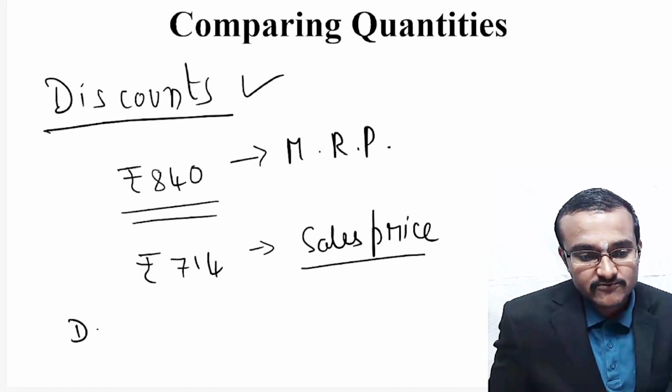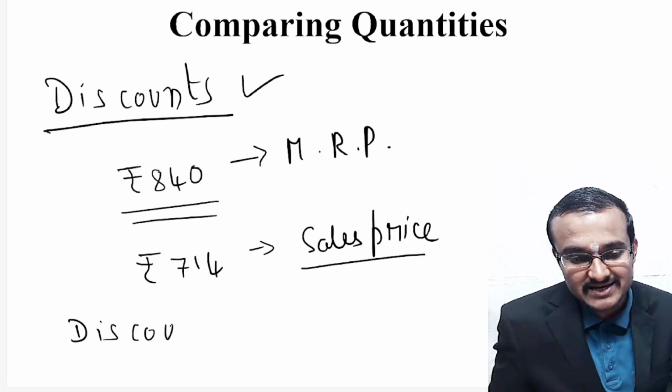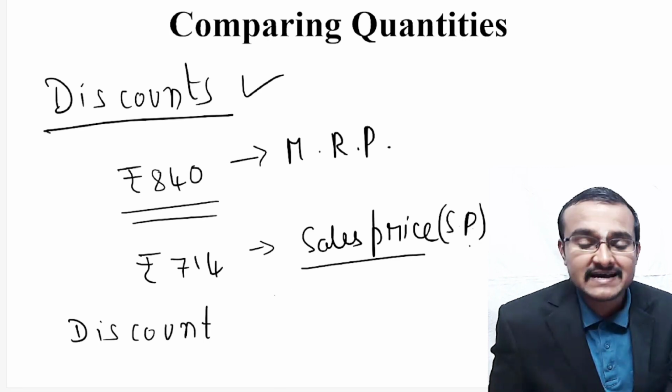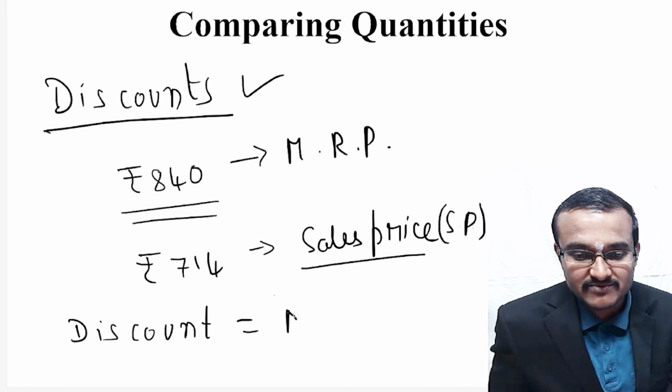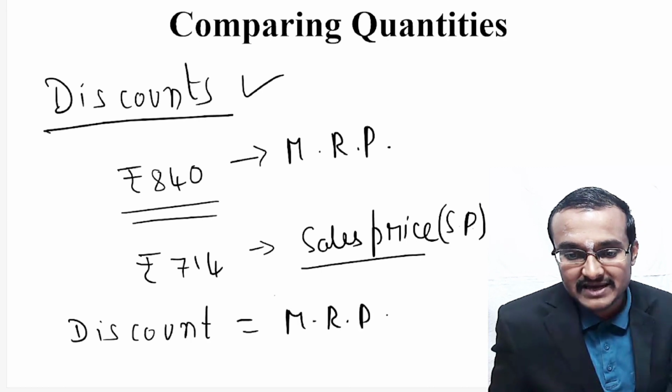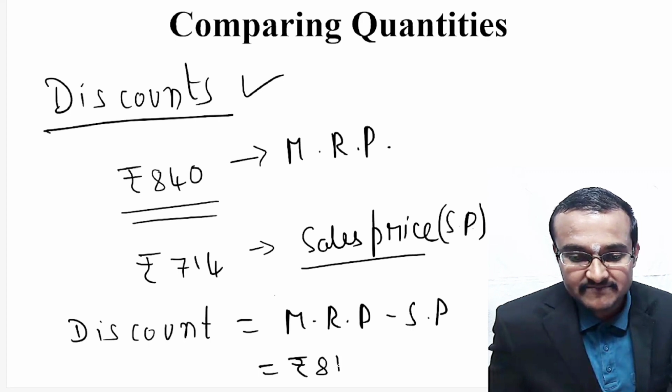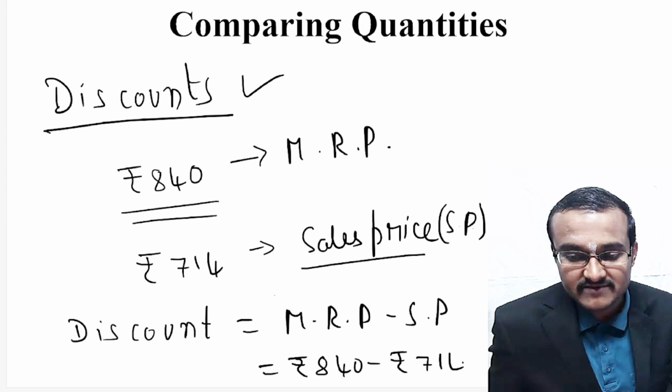So here, to find the discount, you should take the difference of MRP and this sales price. Sales price you can represent as SP. So discount will be MRP minus SP. So what is MRP? Rupees 840. And what is the sales price? Sales price is actually 714.